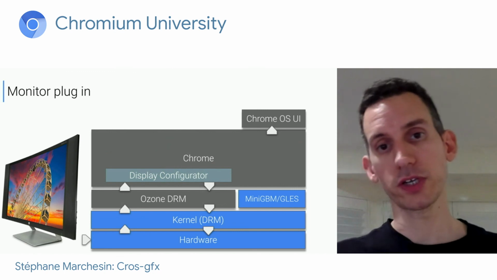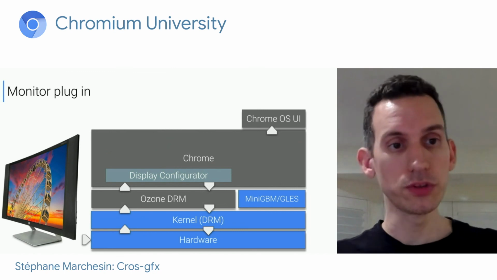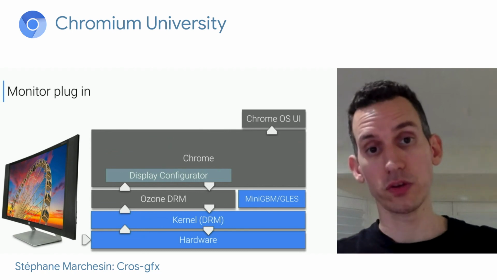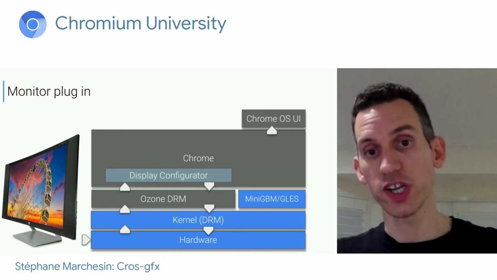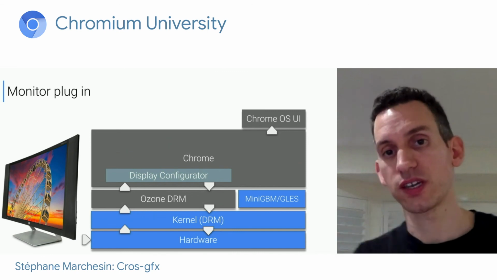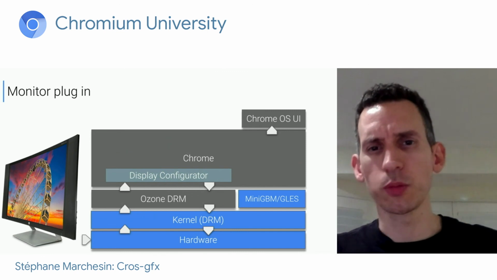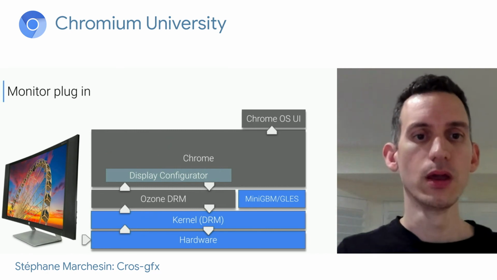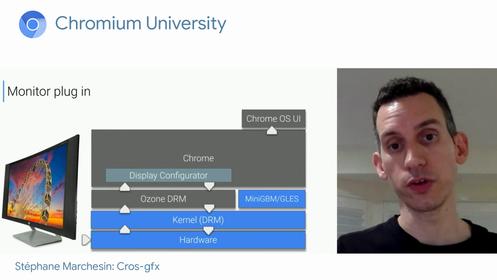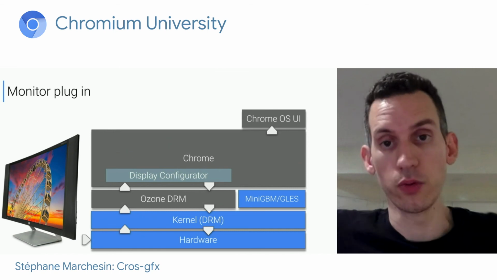So the display configurator decides, okay, I have a new display. Here is the list of resolutions the display can do. I'm going to pick the one I want. Pick the refresh rate I want. I'm going to pick what kind of scaling factor I should use. Should I do some color correction, etc. on this display? It will decide all those things. And then Chrome will allocate a buffer for this new display, so we can actually render to it.